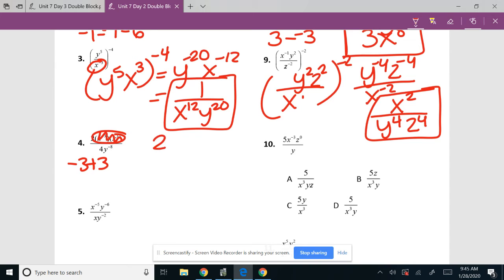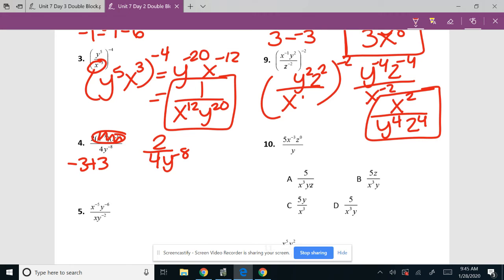You're left with 2 over 4, y negative 8. So what you have to do is reduce the fraction of 2 over 4. And then you need to remember that that y is negative. You're going to have to switch its spot. So it's going to come up to the top.